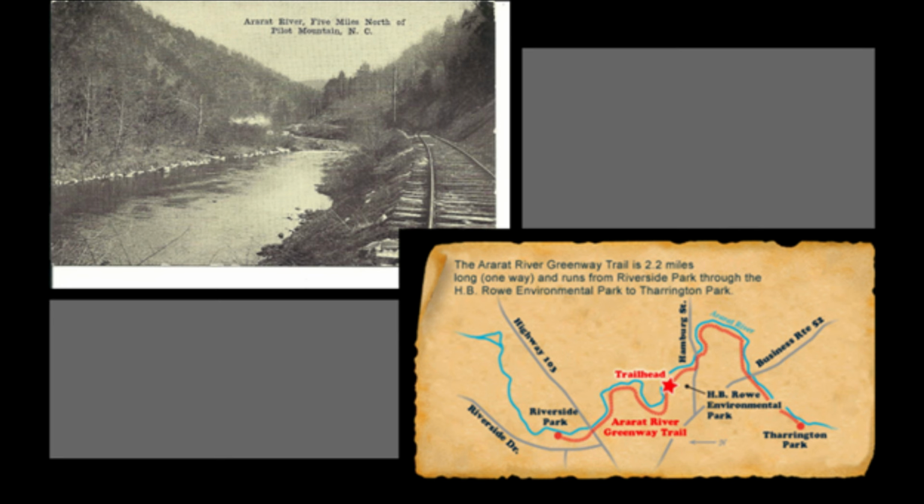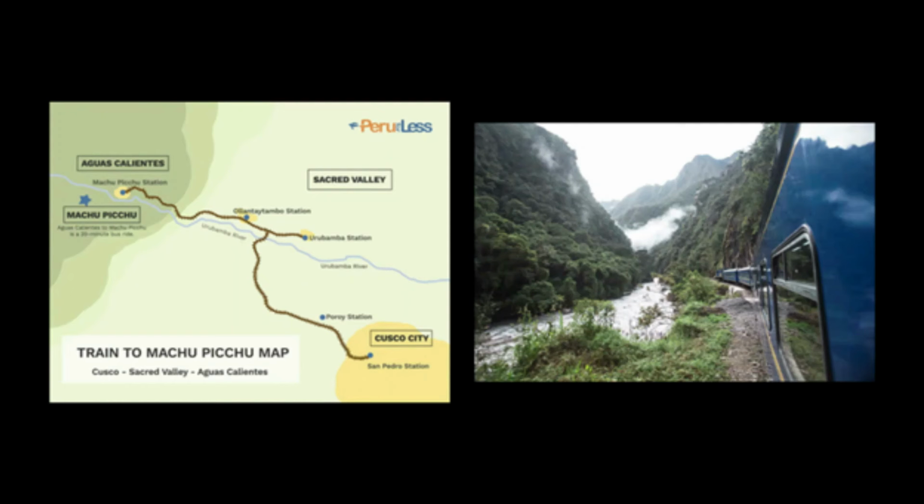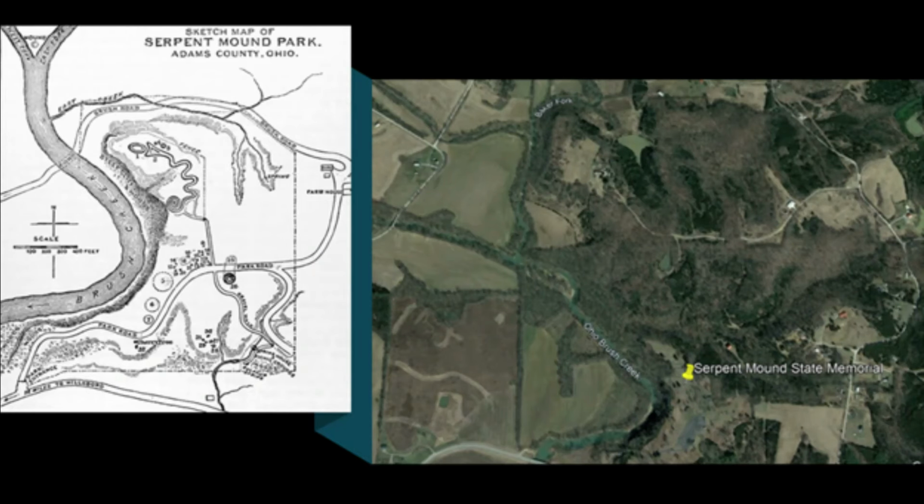The Ararat River Greenway Trail is at the eastern edge of the city of Mount Airy. More examples of finding out that the megalithic and ancient infrastructure was still part of the electromagnetic grid system as it evolved include, but are not limited to, Machu Picchu in Peru, which is accessible by a train which runs along the S-shaped Urubamba River, and the Great Serpent Mound in Peebles in Adams County, Ohio.